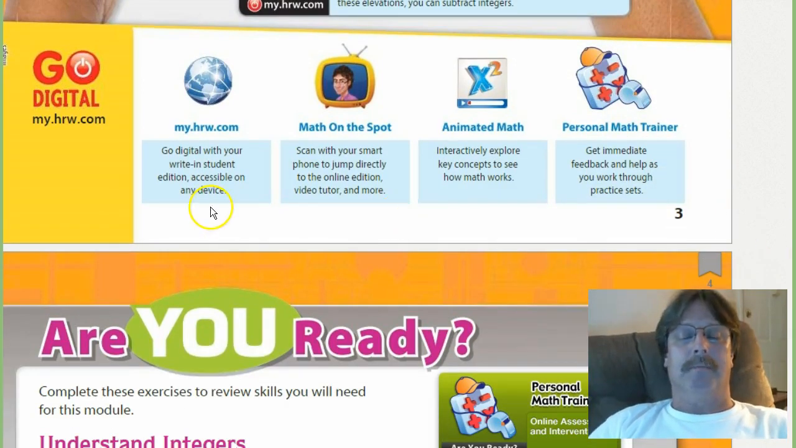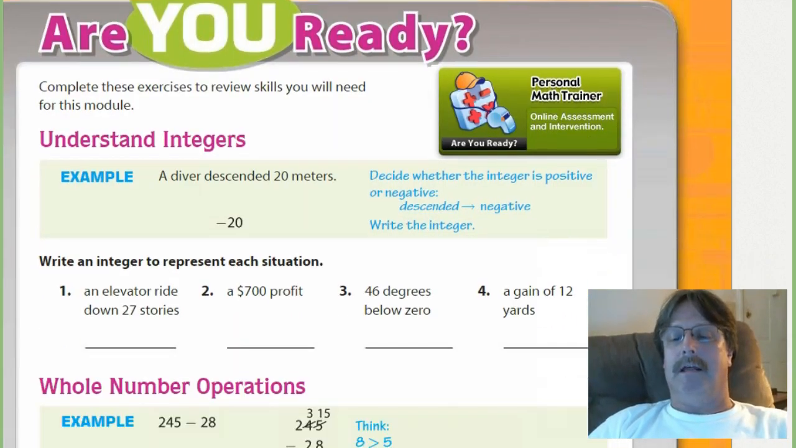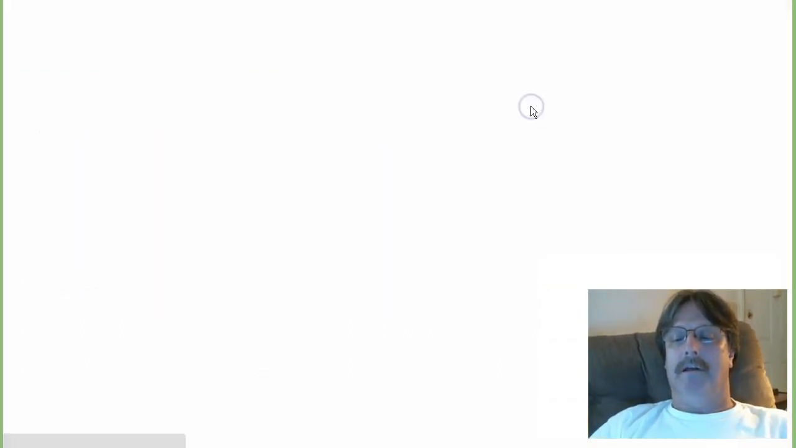So these are things that we're also going to be using. Math on the Spot. If you see a QR code, you can use your smartphone to jump right there. There's also interactive ways to explore some concepts, animated math, and a Personal Math Trainer that can help you out. So when you see those things as you're going through, you can click on them. Again, I'm on a student website, and notice here my cursor turns into the little finger. So are you ready? We're going to use this. This is part of our warm-ups on a day-to-day basis. Here, if I click on Personal Math Trainer, here's what happens.